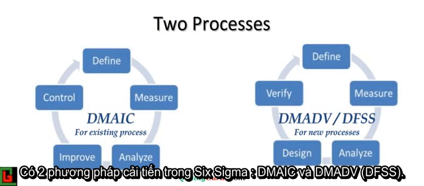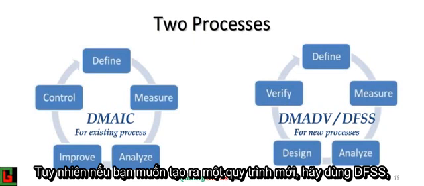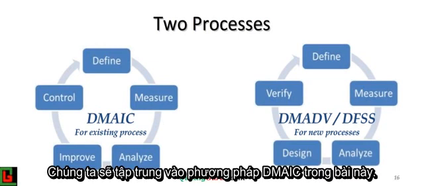There are 2 improvement processes in Six Sigma, DMAIC and DMADV. If you are looking for improving an existing process, go for DMAIC. However, if you want to create a new process, go for DFSS, or Design for Six Sigma, and it uses DMADV approach. We will focus on DMAIC approach in this course.